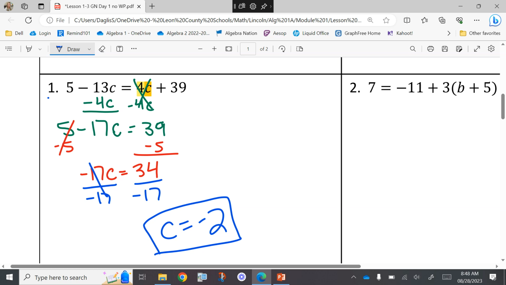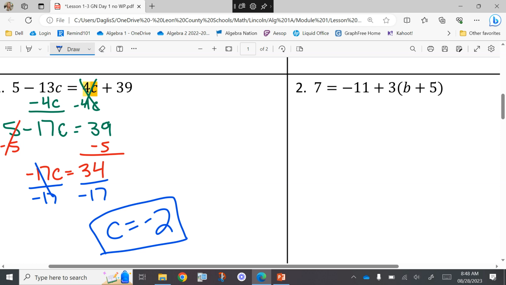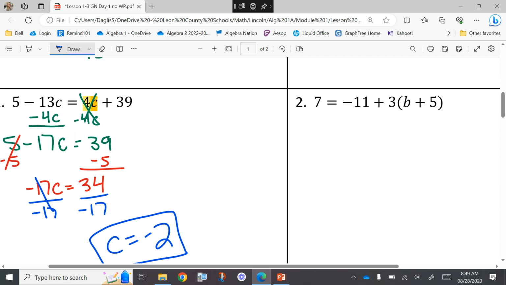My next example has those parentheses that we were talking about. So step 1 told you to distribute, right? Take care of that grouping if you can. So when it says to distribute, what is that really asking you to do? If I was to distribute the 3, I'm going to multiply. So I'm going to distribute that first. None of this changes. So 3 times b is 3b, and 3 times 5 is 15.